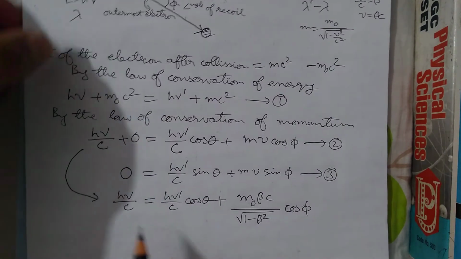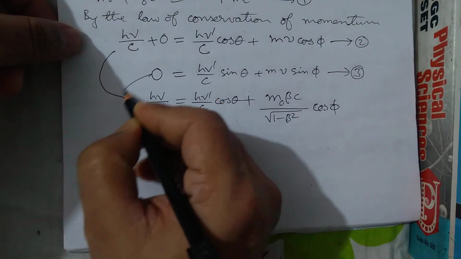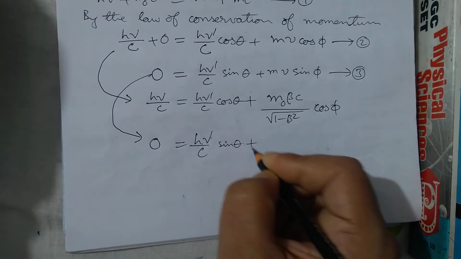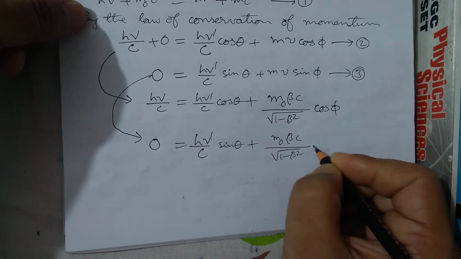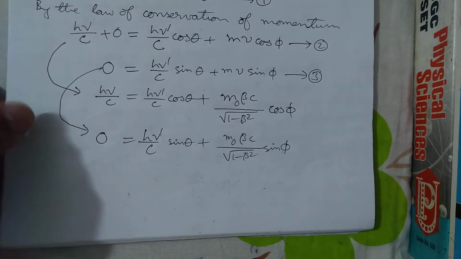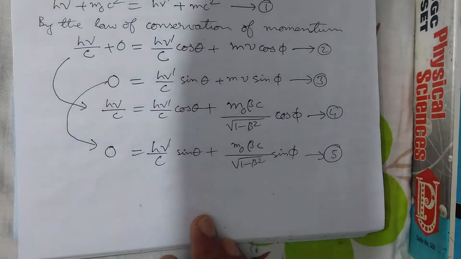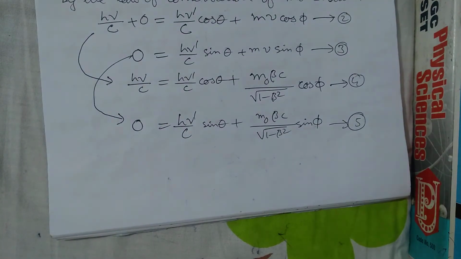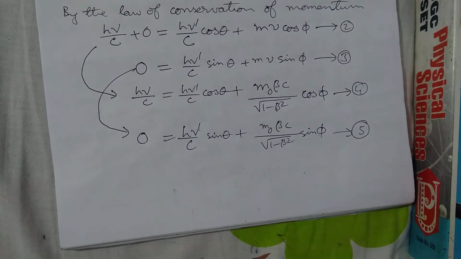And this again will be 0, so this equation will be 0 is equal to h nu prime by c into sine theta, plus m naught beta c by square root of 1 minus beta square into sine phi. This will be equation number 4, and this will be equation number 5. Now let's proceed further, we have equations 1, 2, 3, 4 and 5.